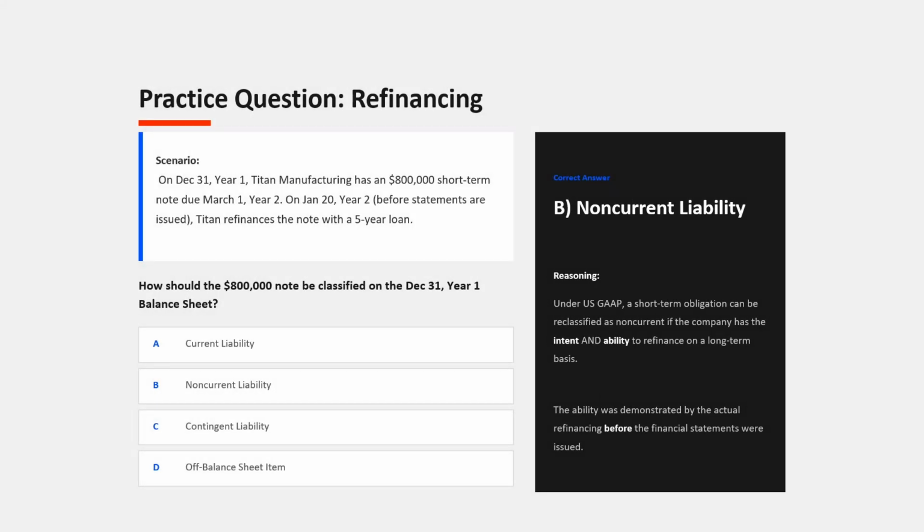Okay, now let's do another question that is about refinancing and how it affects the liabilities. On December 31st, year 1, Titan Manufacturing has an $800,000 short-term note due March 1, year 2, so in 3 months. We have a note due, which is our current liability. However, on January 20, year 2, before statements are issued, Titan refinances the note with a 5-year loan. So they are basically asking how it should be classified on the December 31st, year 1 balance sheet.